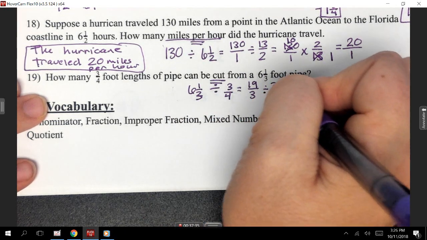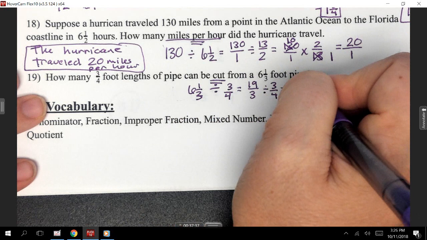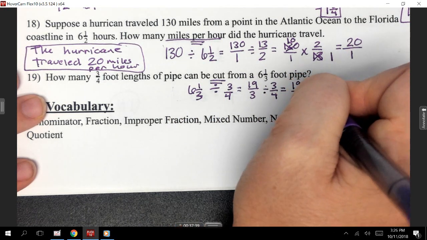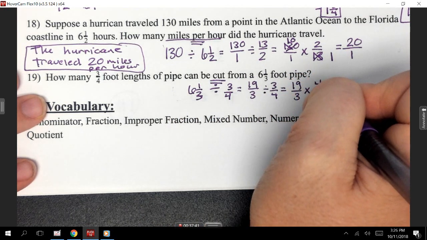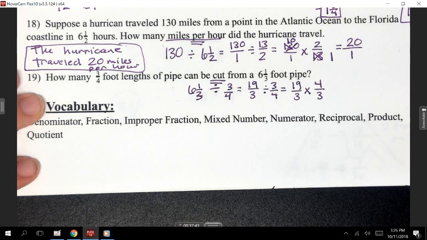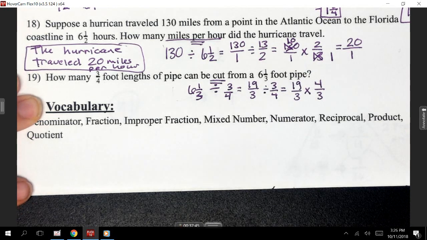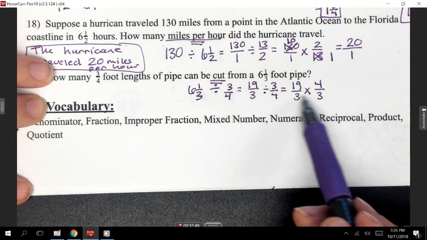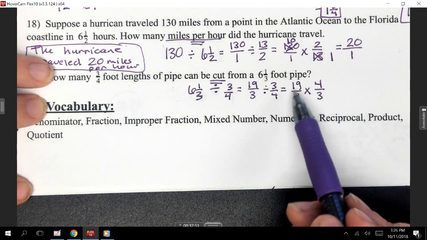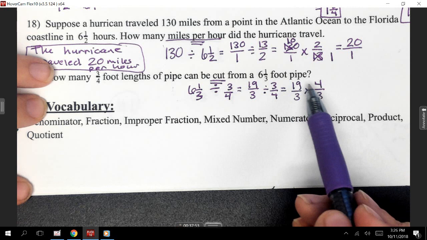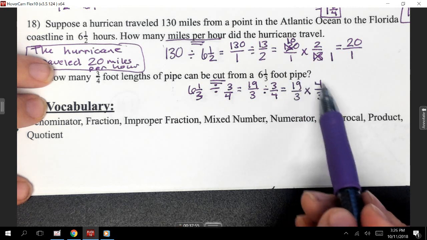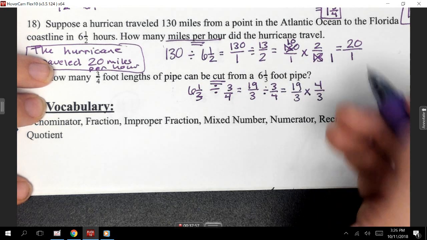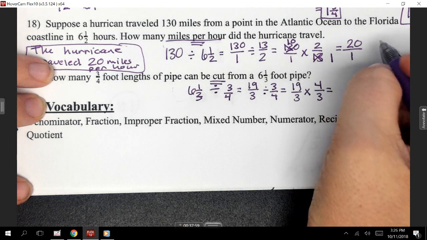And now we're ready to keep, change, flip. So I'm going to keep 19 over 3, change it to multiplication, and flip it to 4 over 3. Today I was asked in class, can we simplify these 3's? You cannot simplify until after you keep, change, flip. We've got to do this part first. And now when I look at this, nothing will simplify.